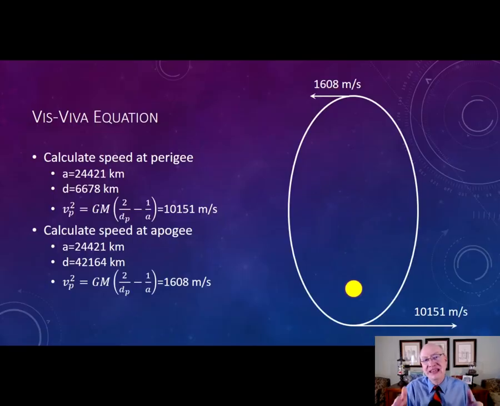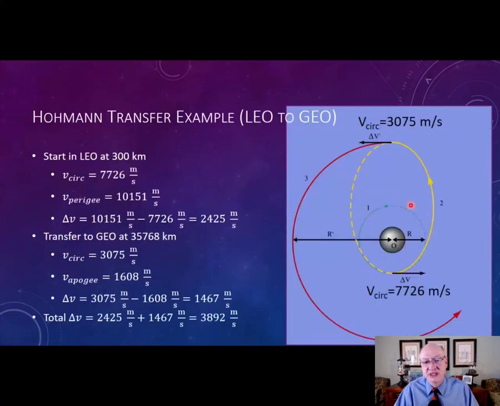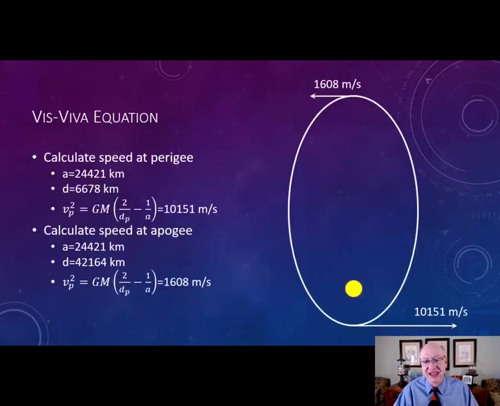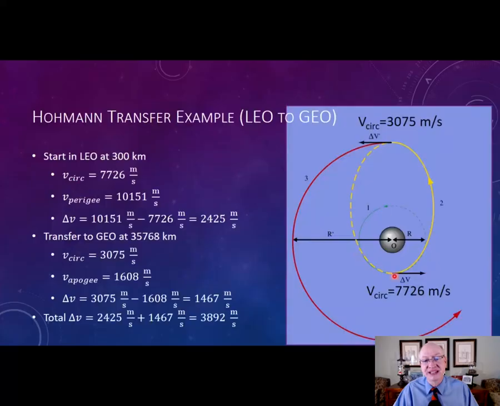But now let's compare these two numbers to our circular orbit velocities. Because here's the thing. To go from my circular orbit, which had a speed of 7,726 meters per second, to get into this elliptical transfer orbit, I've got to speed up. Because at the bottom of this elliptical transfer orbit, I would be traveling at 10,151 meters per second. When I'm in a circular orbit, I'm only traveling at 7,726 meters per second. So I need to fire my engine to speed myself up. And that's the direction that I need to fire my engine. I need to do it very quickly, and I need to speed myself up.